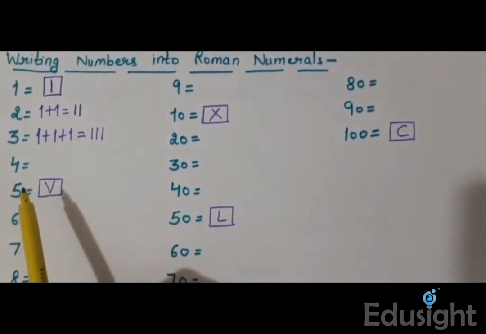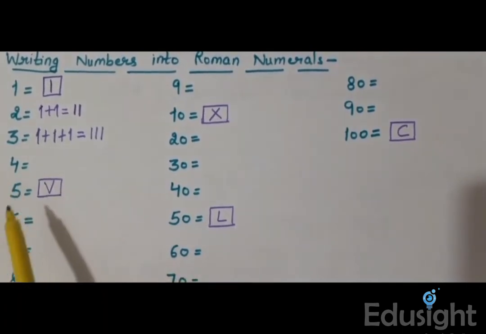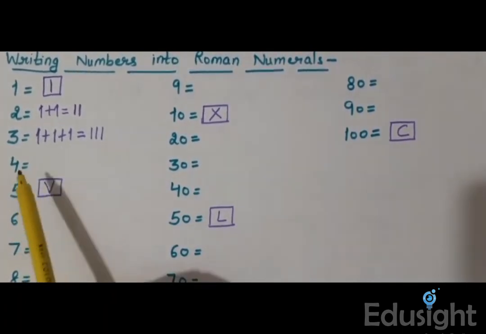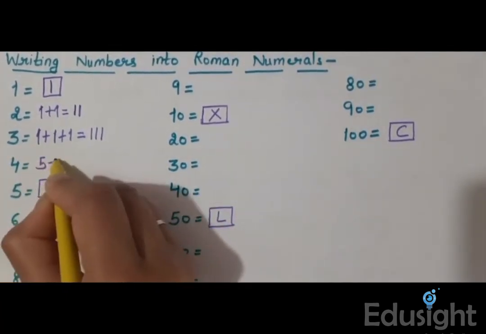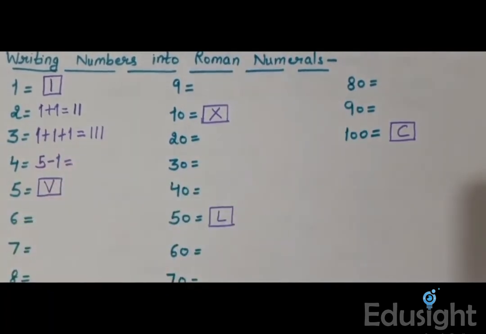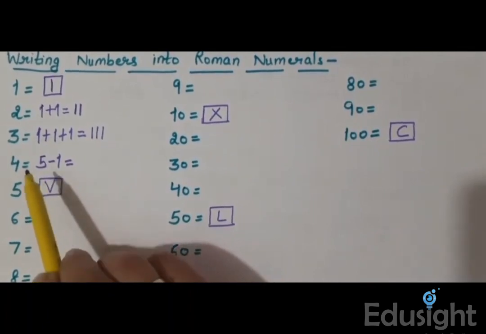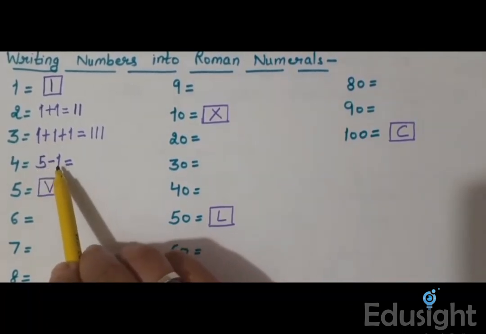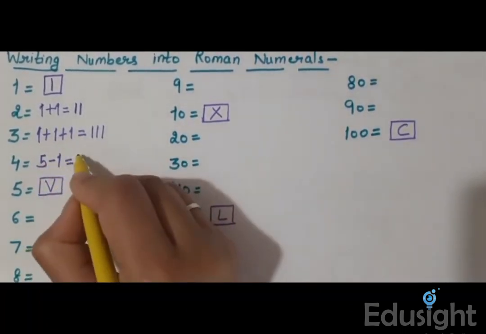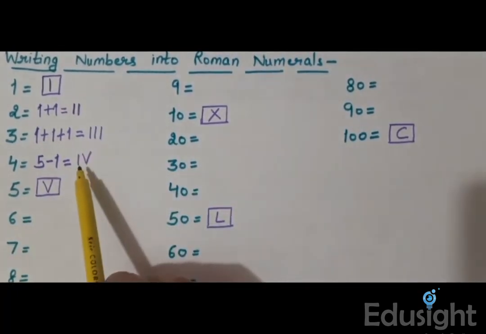Now you know that we cannot repeat a symbol more than 3 times. So we will take help of 5, that is V. We can write 4 as 5 minus 1. Now we will do subtraction here. For subtraction we will write the smaller symbol on the left hand side of greater symbol. Greater symbol is V. V is for 5, right? And smaller symbol is I. I is for 1. So we will write I on the left hand side of V, so that we get Roman numeral for 4.